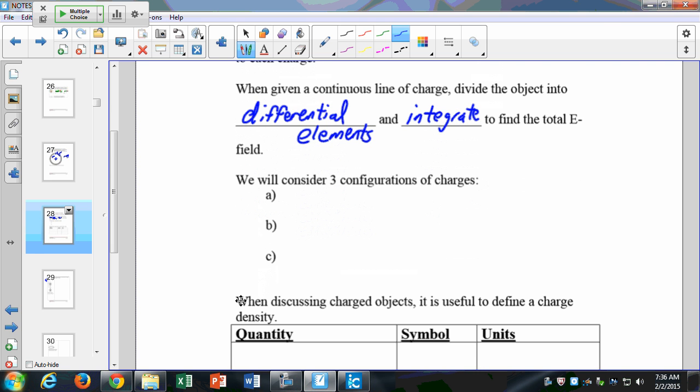So we're going to consider 3 configurations: dipole, that is an equal and an opposite charge, a plus q and a minus q together. We'll also look at a charged ring, which we're going to do today. But different from the charged ring that we did very simply, where the electric field in the center was 0, we're going to look at a point up above the charged ring, and then also a charged disk.